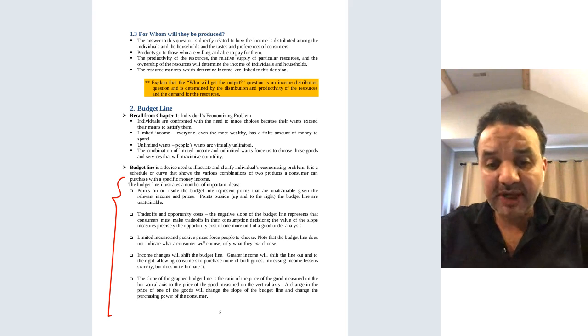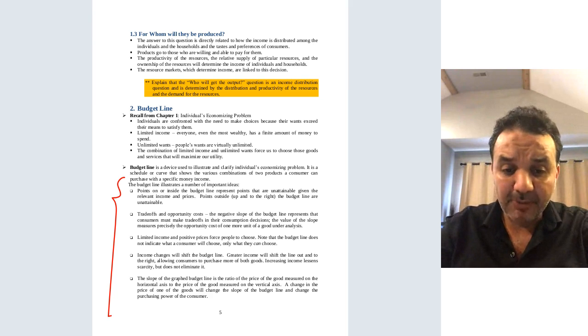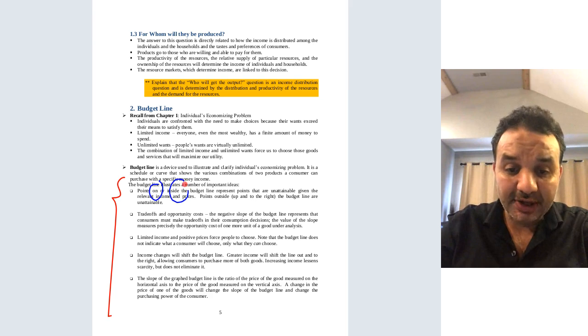So now let's go back to the definition of the budget line. I think the definition is going to be easy now. So let's see this. The budget line illustrates a number of important ideas. Any points on or inside the budget line represent points that are unattainable.